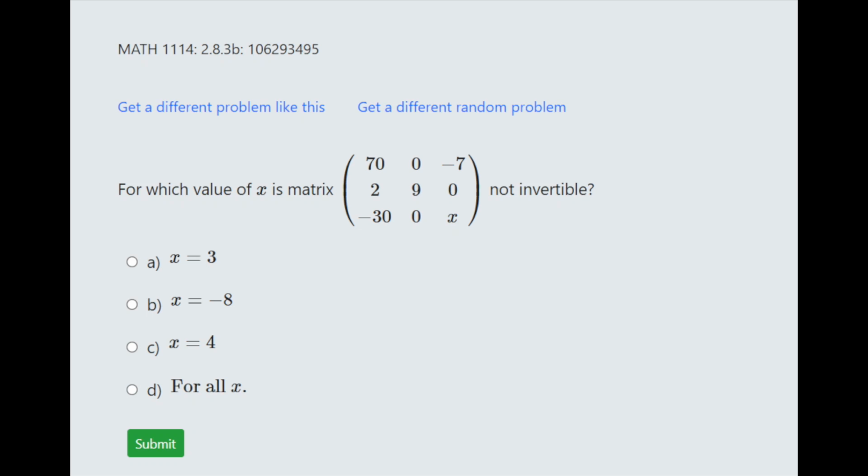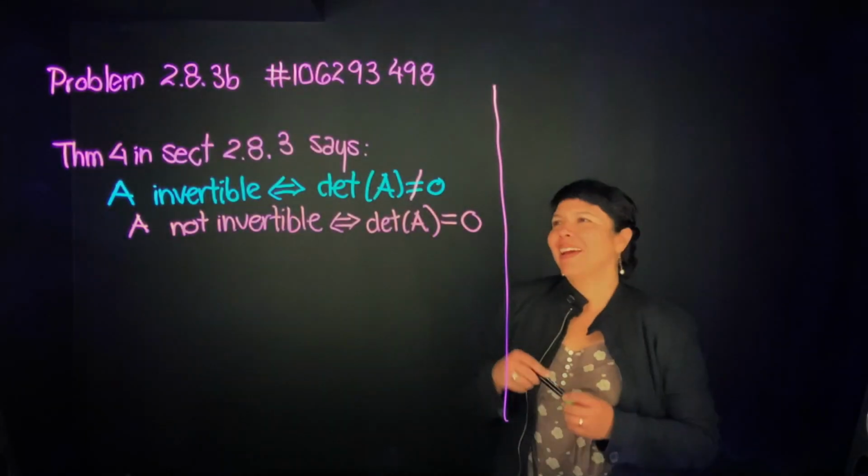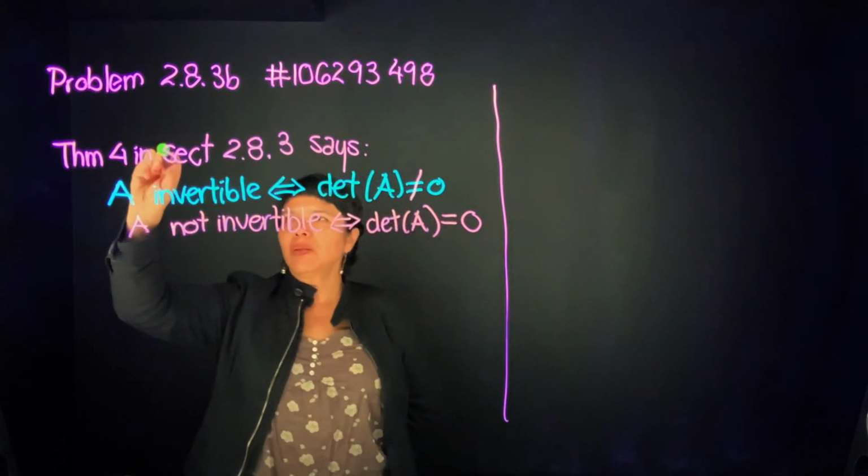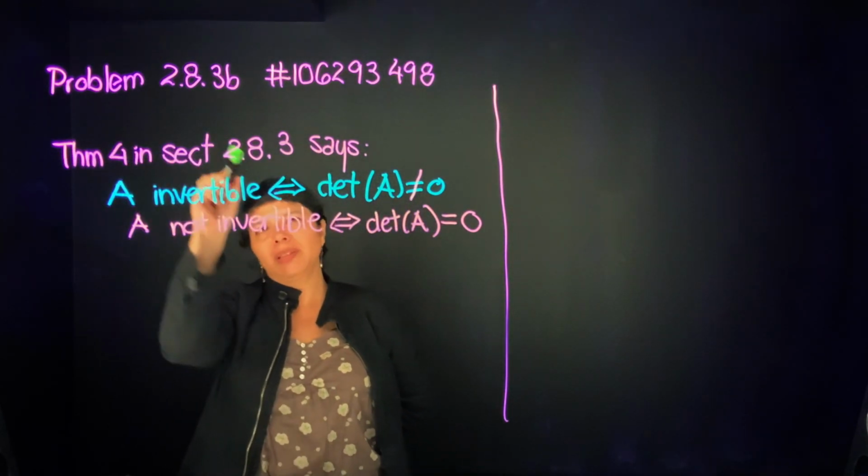Hello. On this occasion, we are going to solve problem 2.8.3b that asks us for which value of x is the matrix pictured here not invertible. And you see that in this lower corner you have a variable x, so that's the value that we need to figure out. Okay. So the idea of this problem is to use theorem 4 in section 2.8.3.